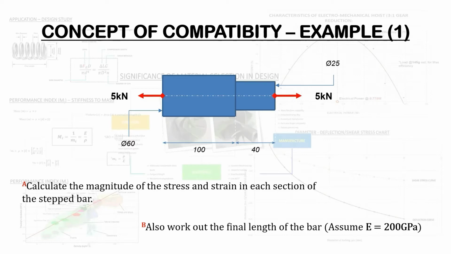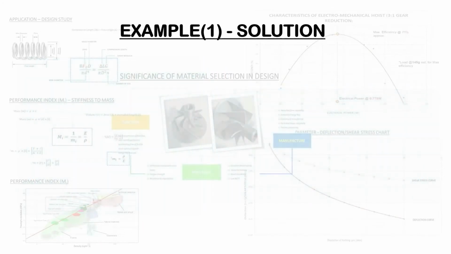We're being tasked to calculate the magnitude of stress and strain in each section of the step bar. And the second challenge is for us to work out the final length of the bar, assuming that the Young's modulus of the material for this given component is equal to 200 GPa. So how do we go about working through this problem?